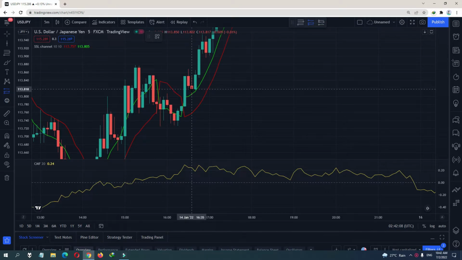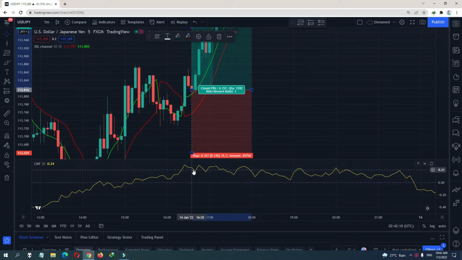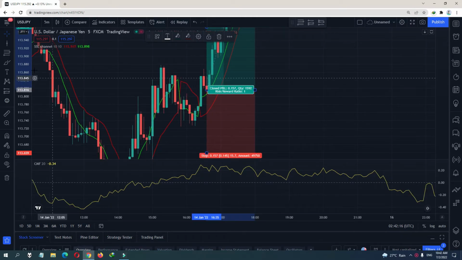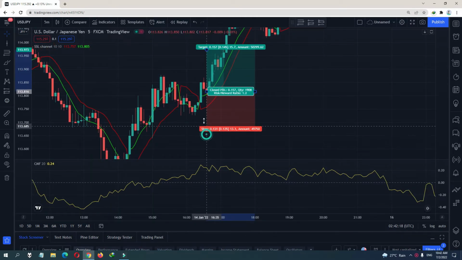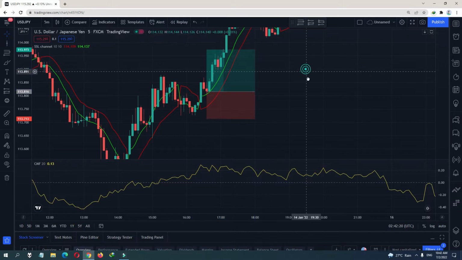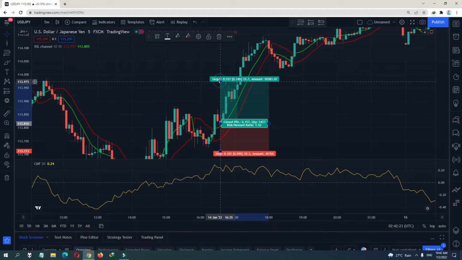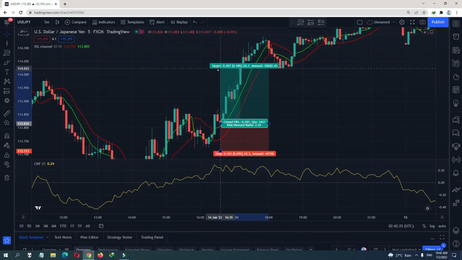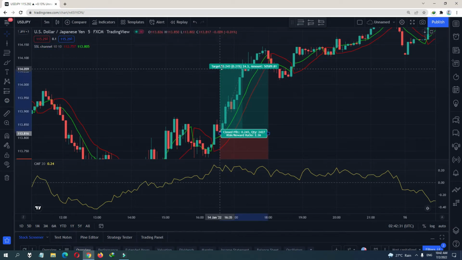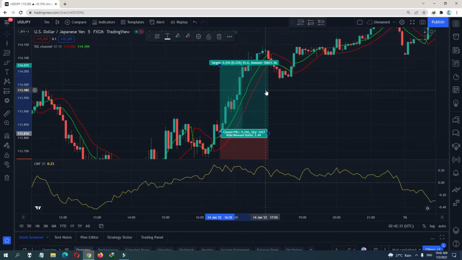Let's say you enter here. The Chaikin Money Flow is still above the 0 line, and the SSL channel doesn't change color, so you can enter that. The stop loss is the same, so you have a much smaller stop loss. You can target 1 to 2, or you can wait until the SSL channel changes color, then exit. You can do that as well.